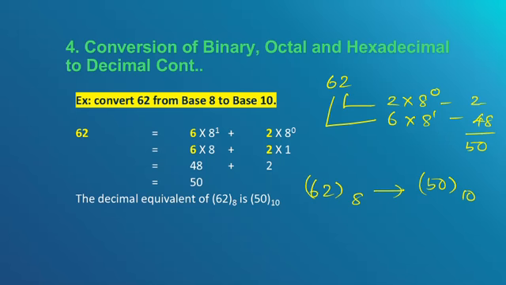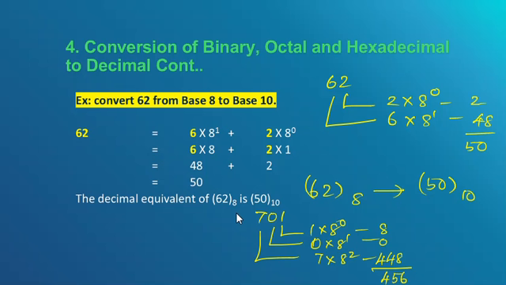So I will draw another example. I'm going to convert 701 of base 8 into a decimal number. So it is converted like this. The answer is 701 of base 8 is converted into 456 of base 10, right?